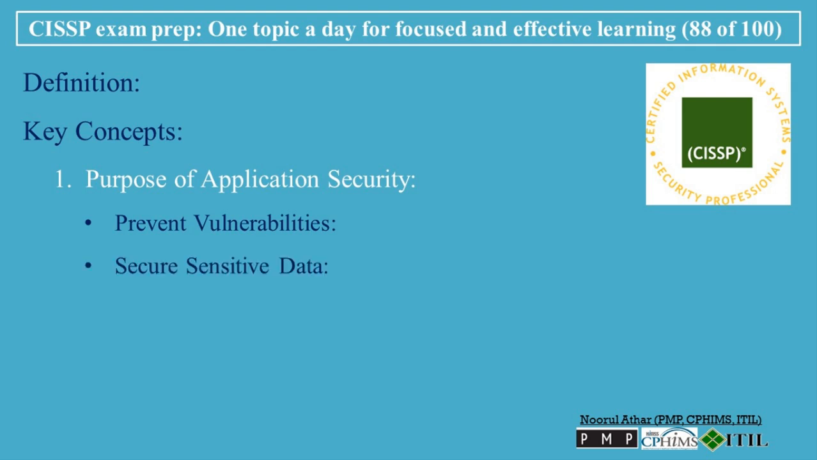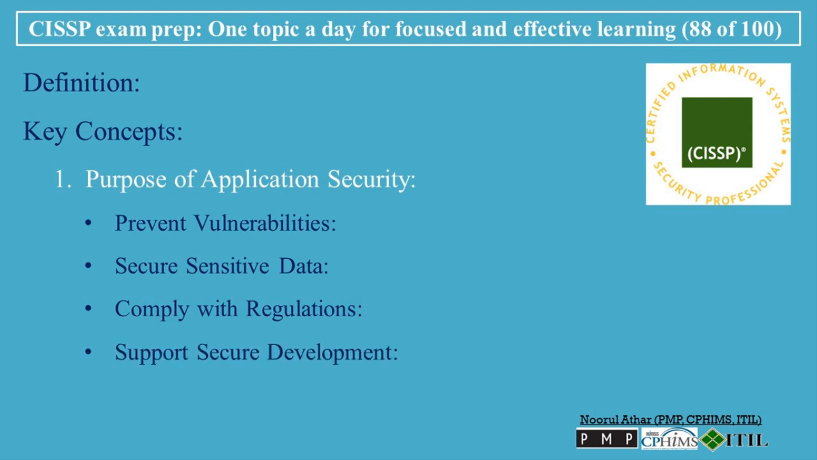Secure sensitive data. Applications often handle sensitive data, such as personally identifiable information, PII, financial records, and intellectual property. Application security ensures that data is protected from unauthorized access and breaches. Comply with regulations. Many regulations, e.g., GDPR, HIPAA, PCI-DSS, require organizations to implement robust application security practices to protect sensitive data and ensure compliance with legal and industry standards.